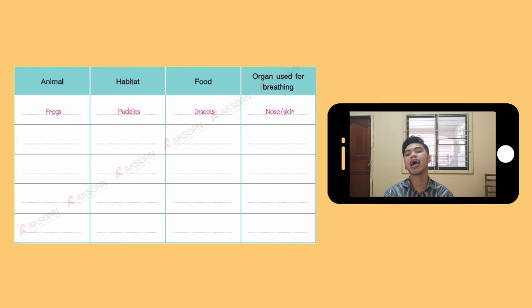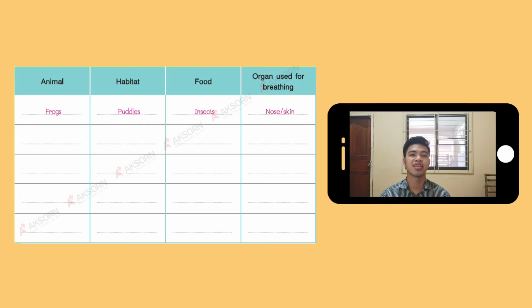So for example, we have frogs as the animal. The habitat is puddles. The food is insects, and the organ used for breathing is either the nose or the skin. But it varies for different animals. Some animals use their butt in order to breathe. Some use their skin, some use their nose. But usually the organ used for breathing is the nose. So this is my first example, and then the second, third, fourth, and fifth, you will fill in by yourself.